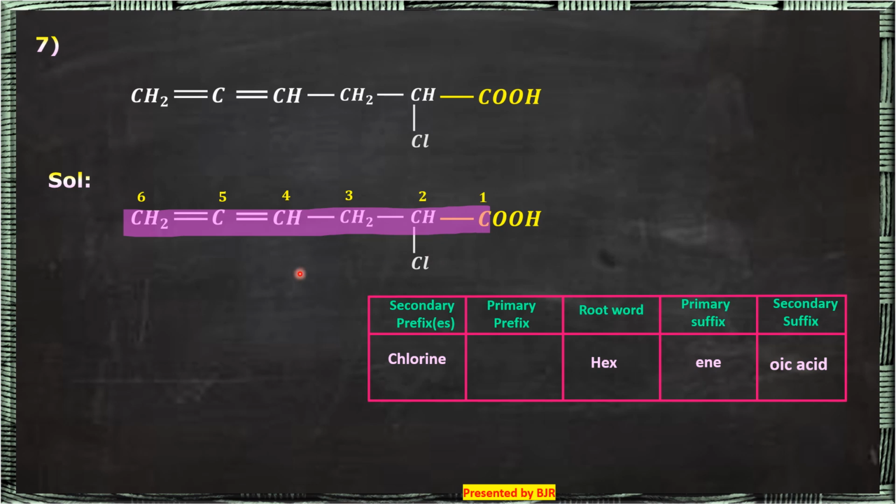So 2-chlorohexa-2,4-dienoic acid. The double bonds are attached to the 4th and 5th carbon atoms. So 4,5-dienoic acid.